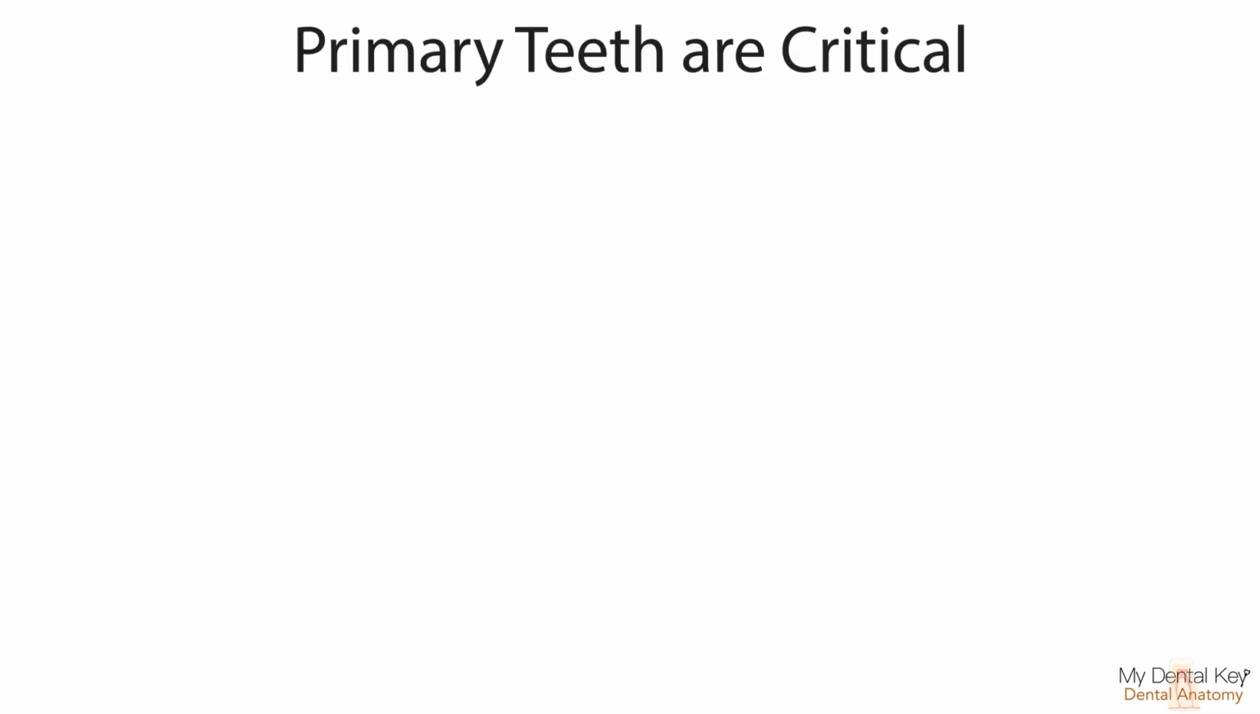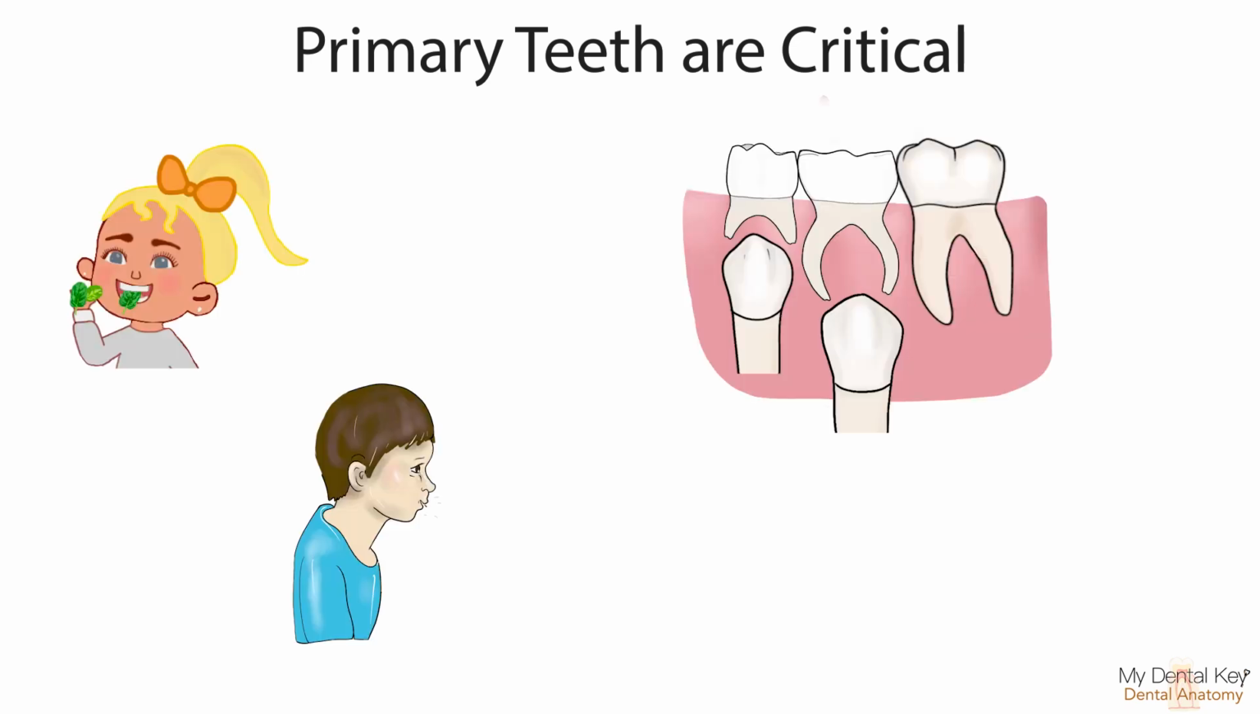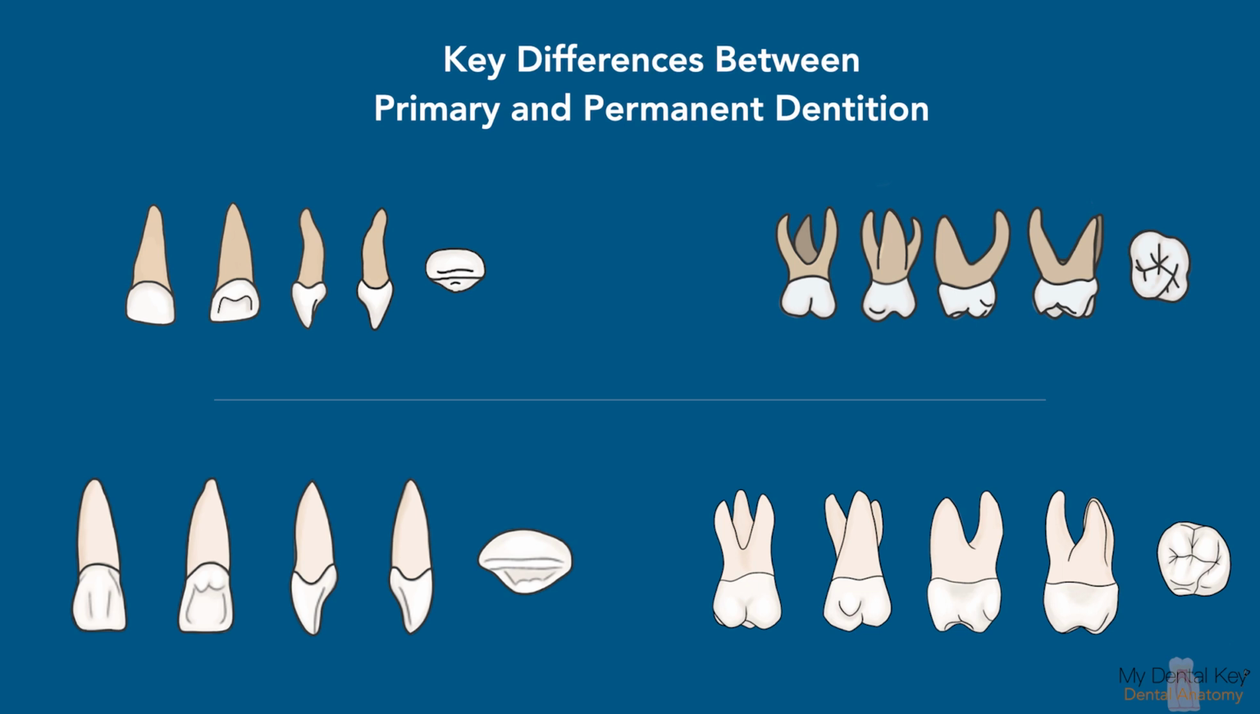Primary teeth play a critical role in young children's growth and development by facilitating chewing and speech and serving as important placeholders so permanent teeth can grow properly. Let's discuss the key differences between primary and permanent teeth.